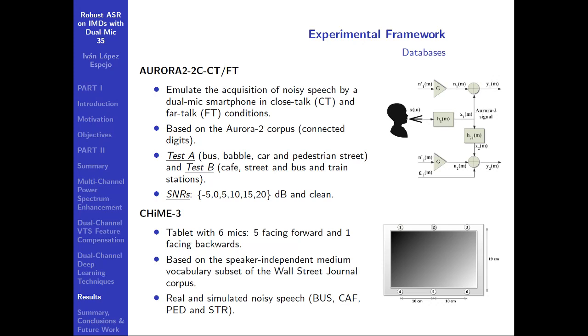Two test sets are defined with different kinds of noises in each one: bus, babble, car, and pedestrian street in test A, and cafe, street, and bus and train stations in test B. The considered SNRs are referred to the primary channel, and they're the same as in Aurora 2. I mean, from -5 decibels up to 20 decibels with a step of 5 decibels.